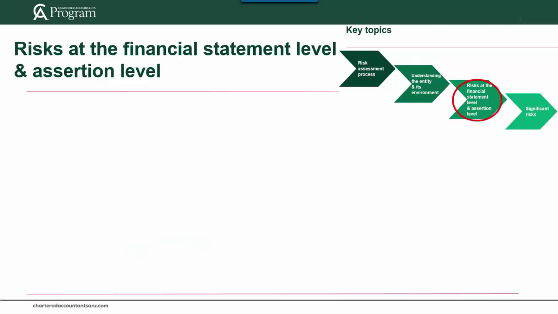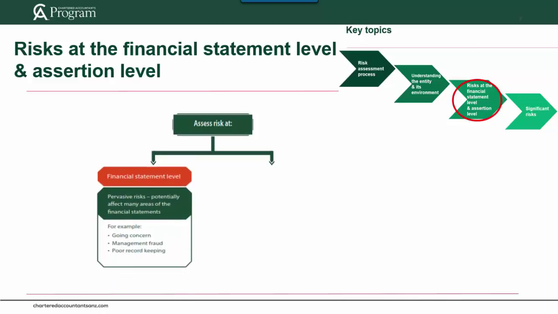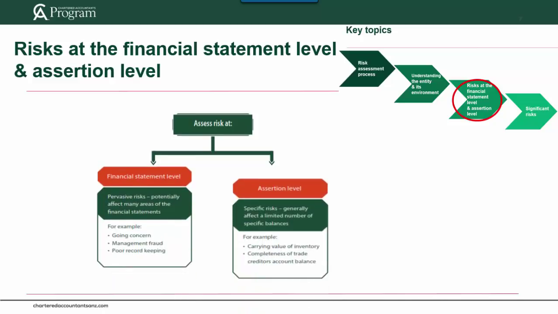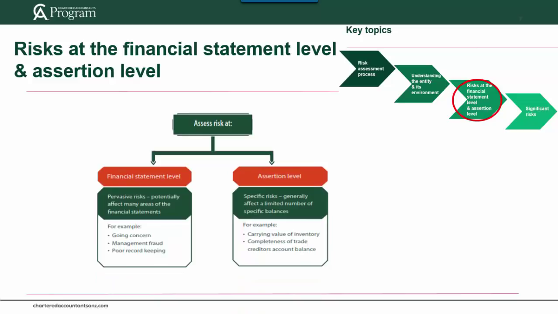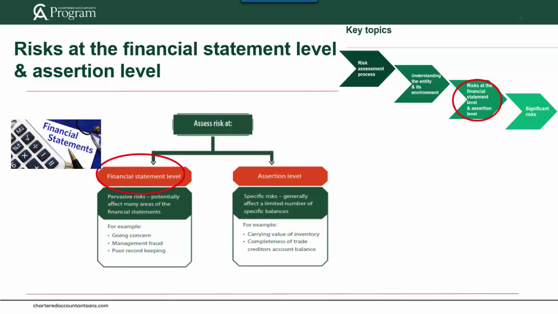ISA 315 Revised requires the auditor to assess the risks of material misstatement at two levels: the financial statement level and the assertion level. Risks of material misstatement at the financial statement level refer to risks that relate to the financial statements as a whole. These are risks that are not necessarily identified with specific assertions at the account level.